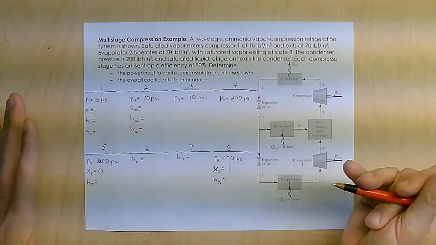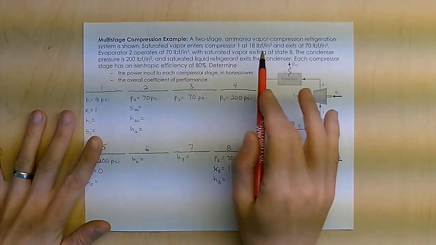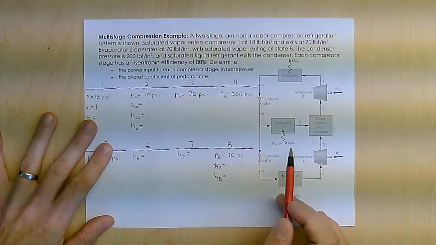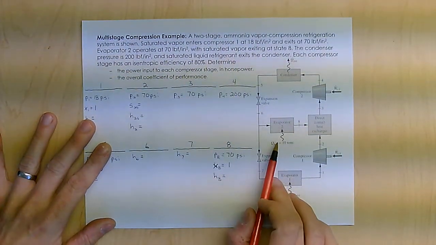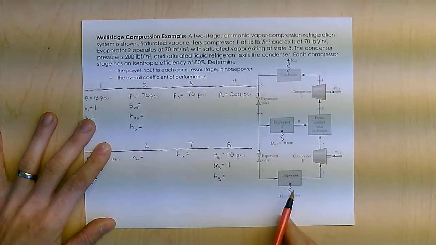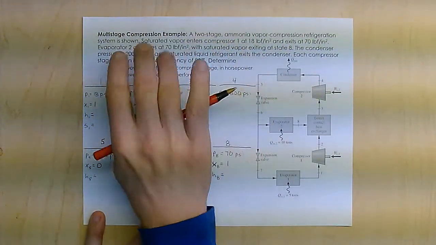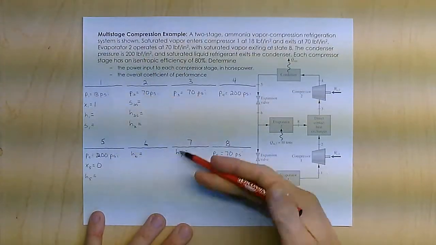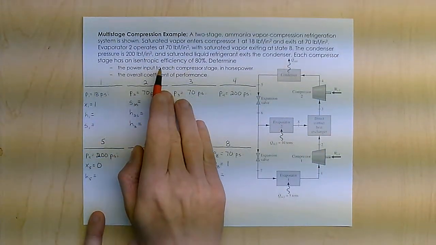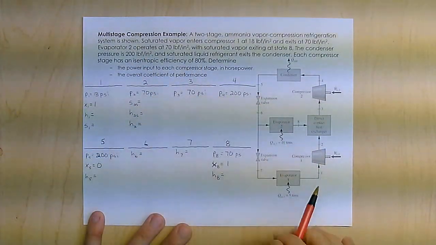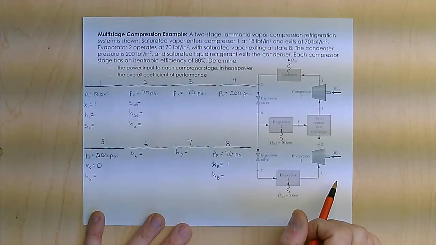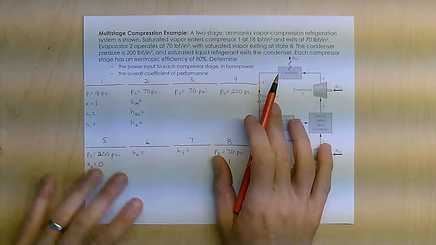Okay, I've got a two-stage refrigerator here with ammonia as the working fluid. Notice that there are two evaporators here, and they each have their own Q_in. One's 5 tons and one's 10 tons. A lot of stuff up here, saturated, and so on. I put a lot of these already into the table. Notice that there's an isentropic efficiency on each compressor of 80%.